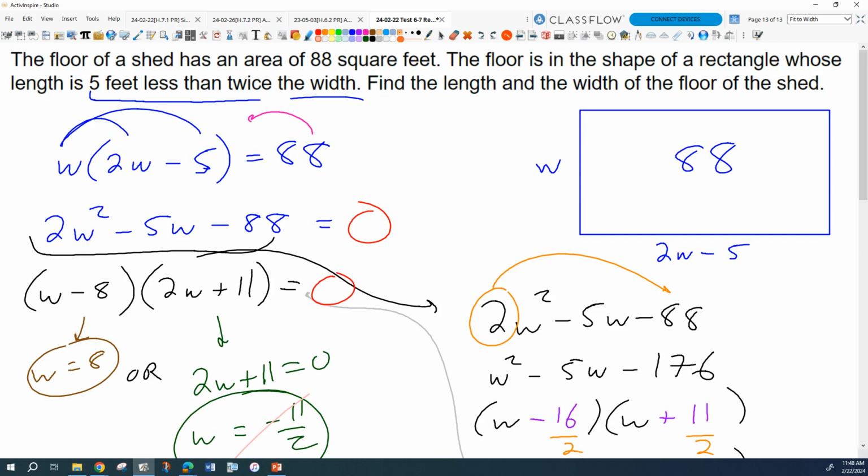So we can answer this thing. We know that if the width is 8, what's the length going to be? 2 times 8 minus 5. What's that? 16 minus 5 is 11. So we get 8 and 11 for the dimensions. 8 is the width, 11 is the length. Good? Okay. All right.